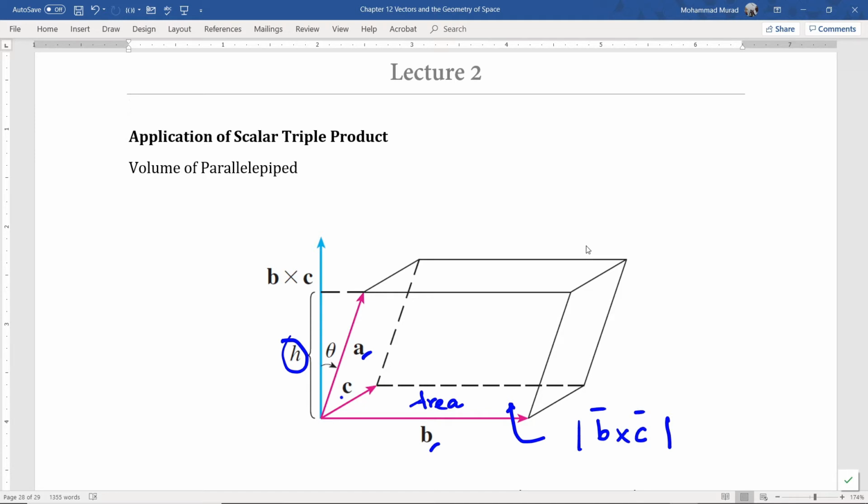And the height of this parallelepiped is given by, for example, the adjacent over the hypotenuse, which is the cosine of the angle, which is theta here. So height is simply the magnitude of A times cosine theta. Now we note here that the angle between the vectors A and B cross C could be an acute angle whose measure is between 0 and pi over 2, or could be an obtuse angle whose measure is greater than pi over 2 but smaller than pi. In that case, we would have the value of the cosine negative. So we better put an absolute value symbol here.